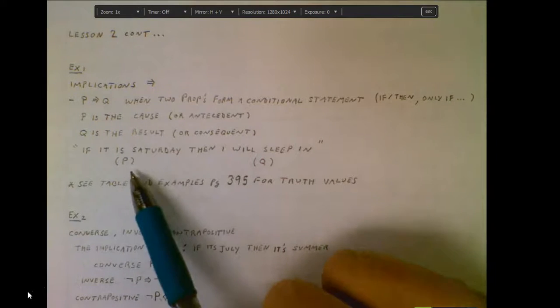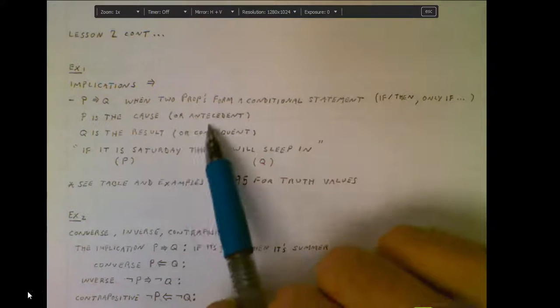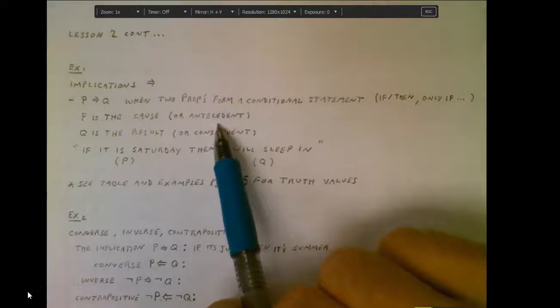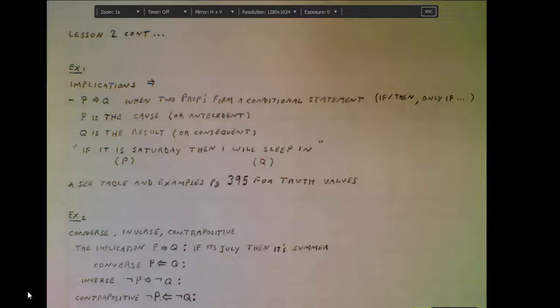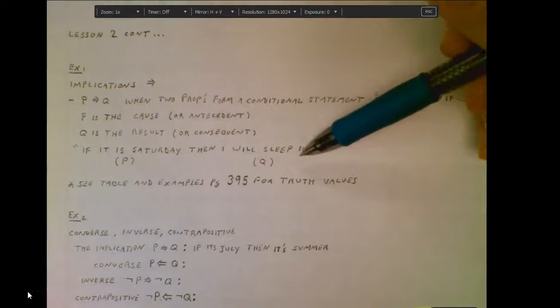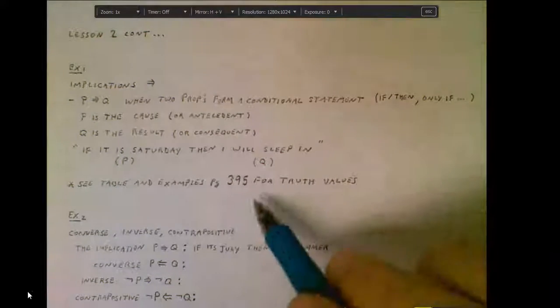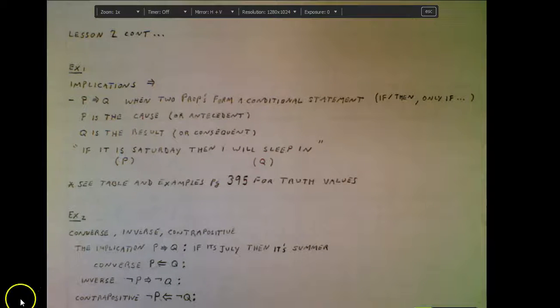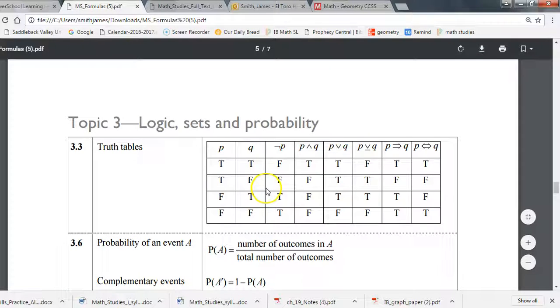So P is the cause or the hypothesis, or here's kind of their fancy word for it, antecedent. It is Saturday. The result, I will sleep in. There's a table on this that we can take a look at. I want to show you this one because this is what you're going to be using on your test, this right here. And this is super nice.